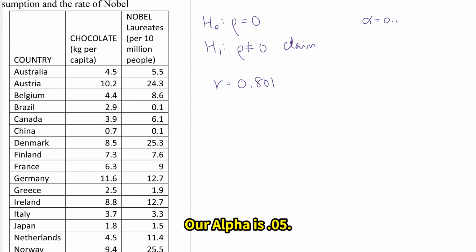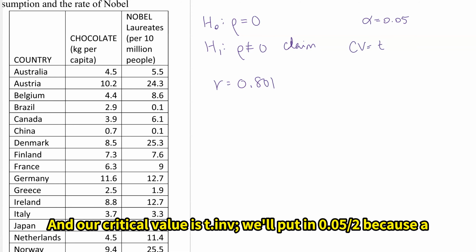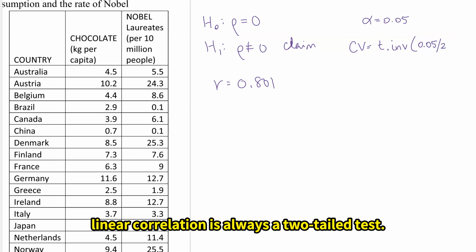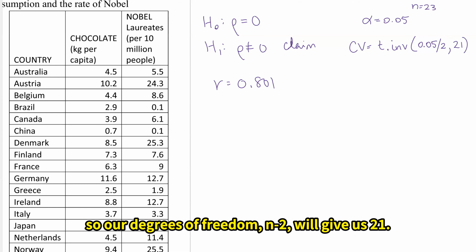Our alpha is 0.05, so we need to find our critical value. And our critical value is T.INV. We'll put in 0.05 divided by 2 because a linear correlation is always a two-tailed test. We have 23 pairs of data, so our degrees of freedom, n minus 2, will give us 21.